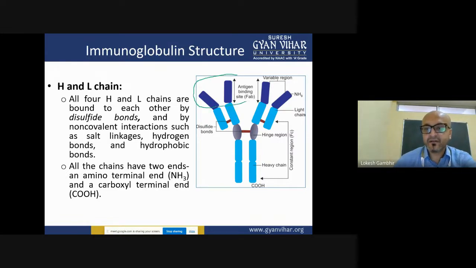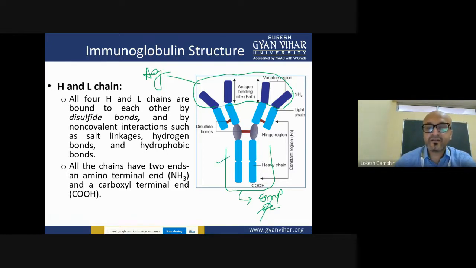The variable region is presented here. This is the region responsible for binding to an antigen. This region will be responsible for binding to the antigen, and the constant region is responsible for binding to the complement system, or you can talk about the macrophages, whatever the cell type we are talking about.